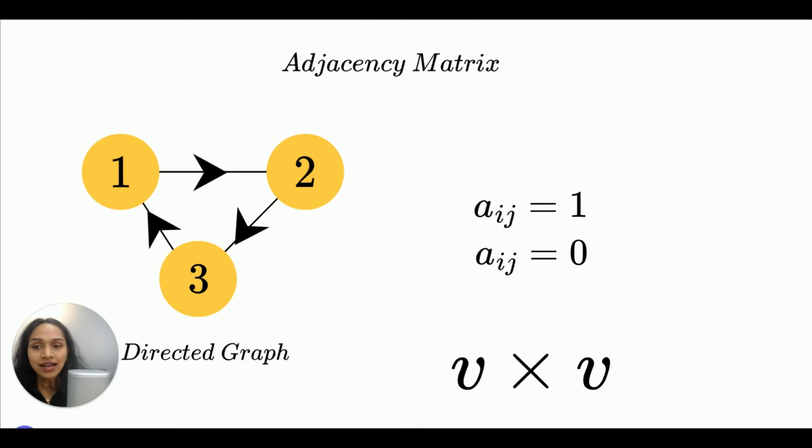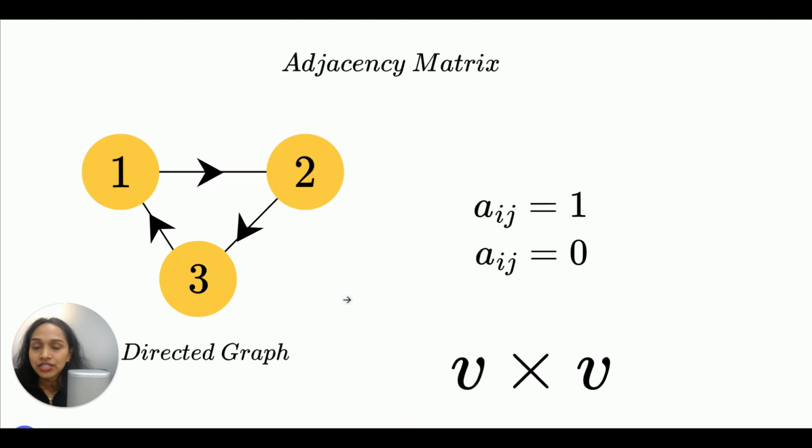Now, let us see how we can represent a graph in its adjacency matrix form. Here we have a directed graph with 3 nodes, 1, 2 and 3. The information flow is from node 1 to node 2, node 2 to node 3, and node 3 to node 1. Wherever there is an edge, or a flow of information, we write 1 in the matrix, and wherever there is no edge or no flow of information, we write 0.